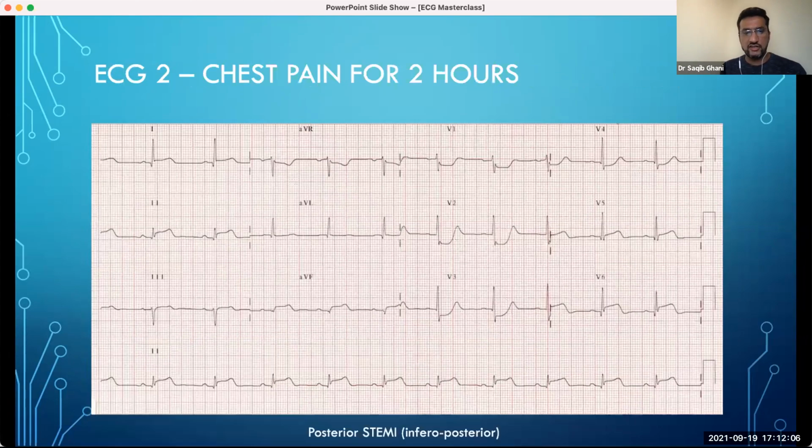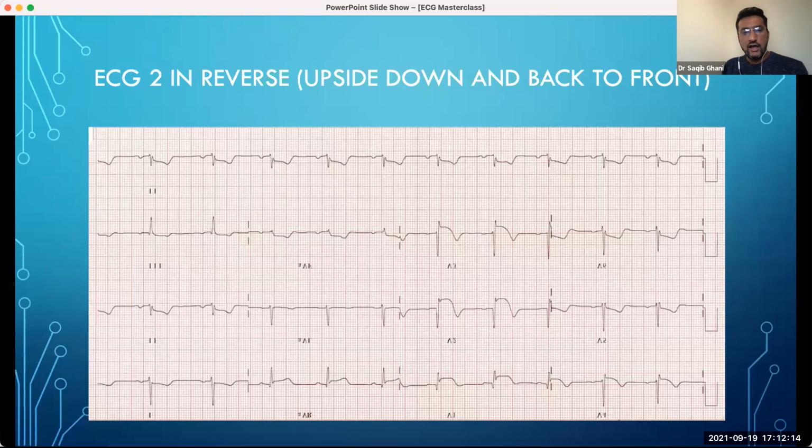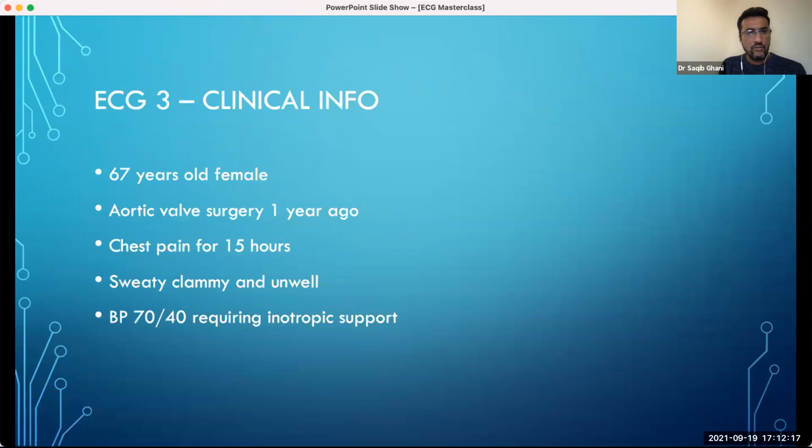Now in this ECG, there are ST changes in the inferior leads anyway. So that will take priority. So this should be treated as ST elevation MI, okay? So that's ECG number 2. And one more ECG before I give you take-home messages.